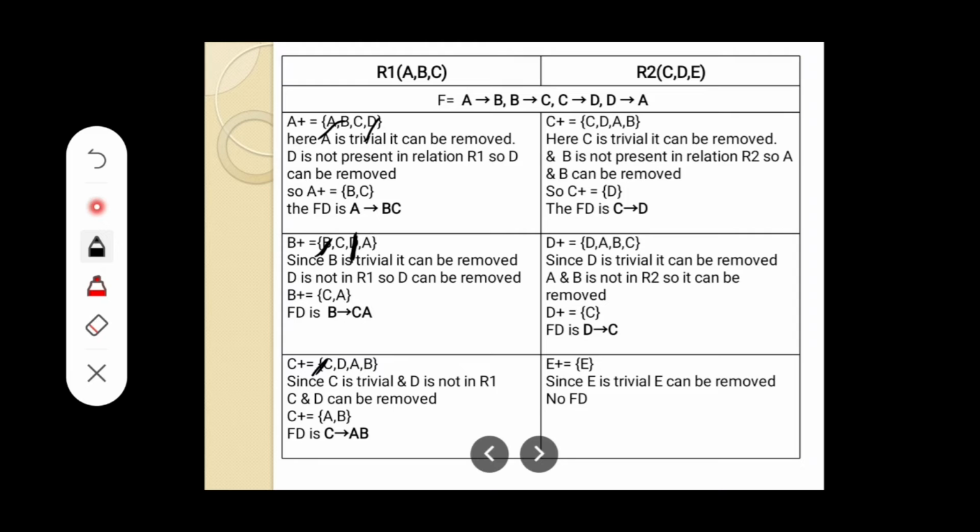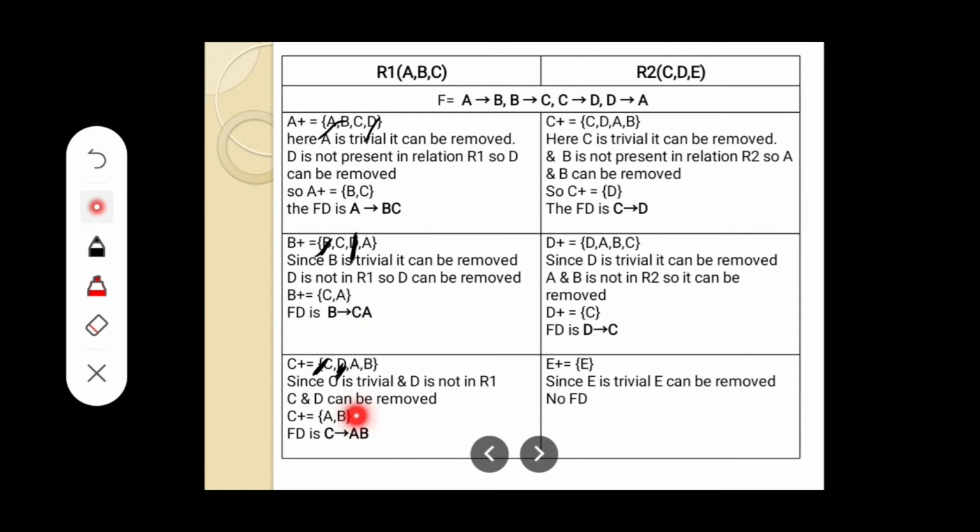Transitive dependent, trivial, so C can be removed. Now D is not here, and D is not required here. So the remaining is AB. Clear? So C is trivial and D is not in R1, so C and D can be removed. So C closure is AB. The functional dependency we are getting is C determines AB. Clear? So is this C determines AB repeating?